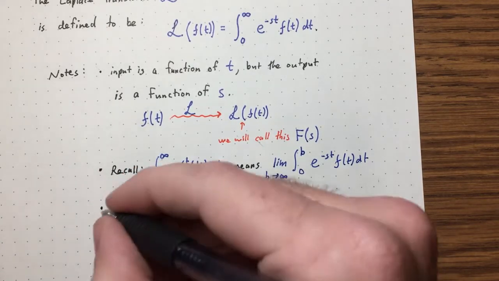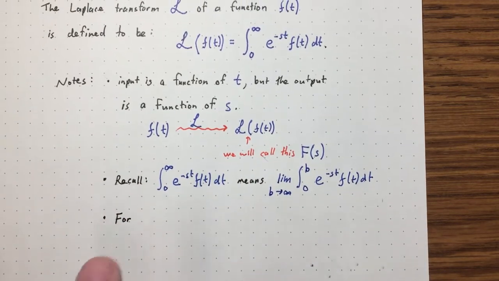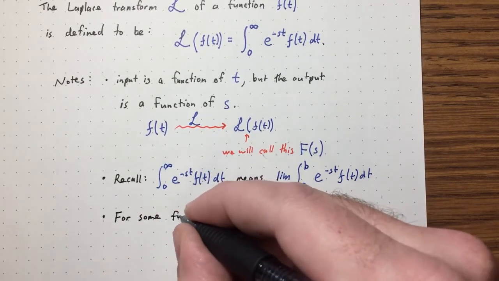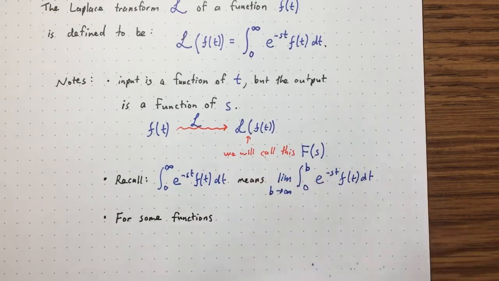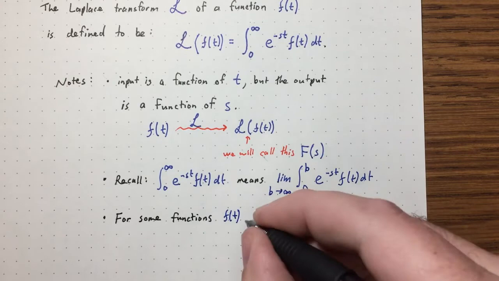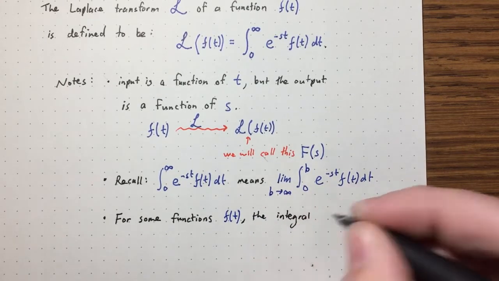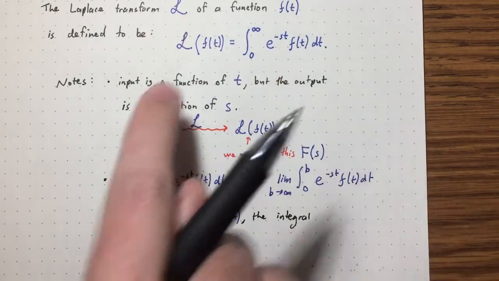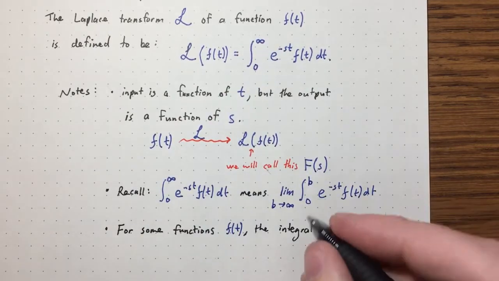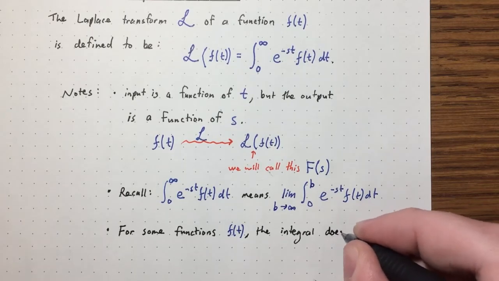I just want to say that, for some functions f of t, this integral doesn't converge. Meaning, there could be an infinite amount of area under this curve. We're integrating from 0 to infinity. It doesn't converge.